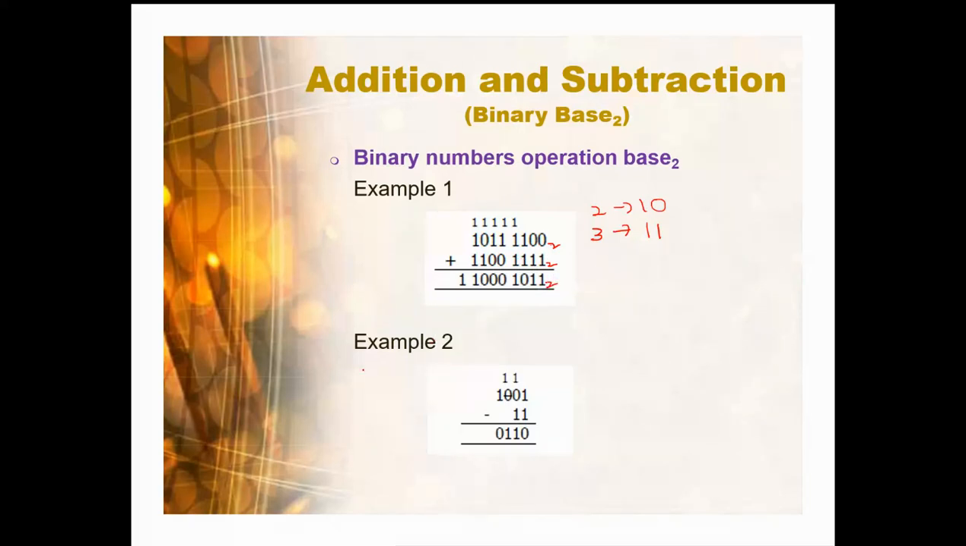Alright, for the example 2 shows how your binaries can be subtracted. Okay. So bila kita subtract macam biasalah. Ini subtraction, normal subtraction. So 1 minus 1 is 0. Okay, fine, it's much easier. How about 0 minus 1? So the 0 minus 1 here, what shall you do?